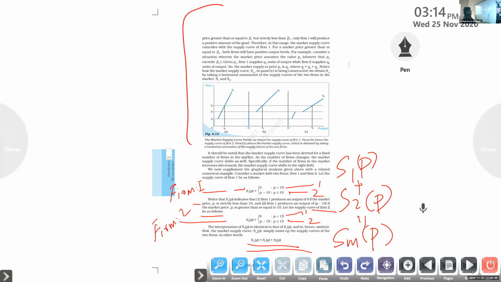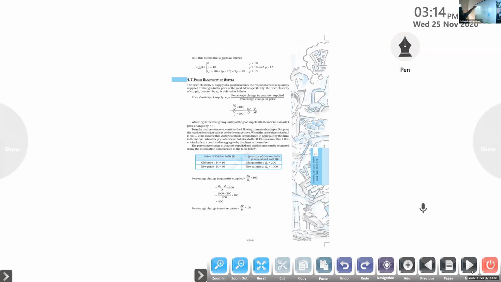Moving forward, this means that S_M(P) is as follows. No firm will produce if the price is less than 10 rupees. Whether it is firm 1 or firm 2, they will not produce any product if the price is strictly less than 10 rupees. If the price is greater than or equal to 10 and less than 15, firm 1 will produce P minus 10 quantity.